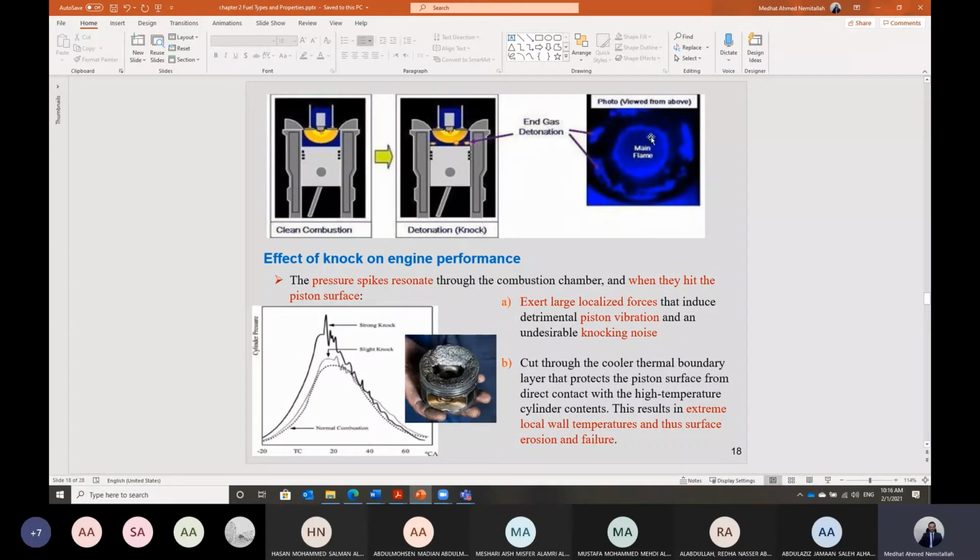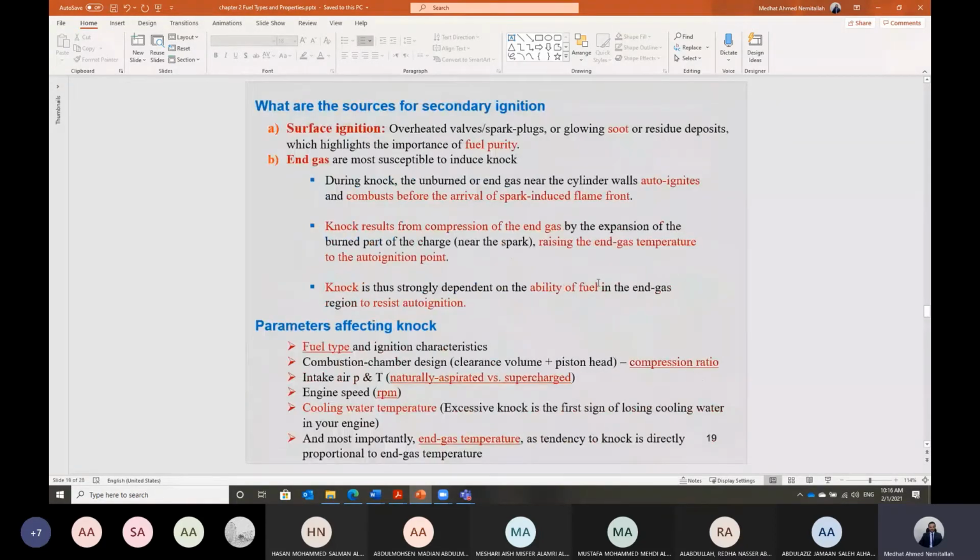If you look at the top view, you can see this is the main flame initiated by the spark plug, the spherical flame. It creates a pressure wave, but in this case the fuel is of lower quality, so the fuel self-ignites close to the cylinder wall. You can see all around here we have flames that have been initiated before the main flame approaches the end gases. And this is what we call engine knock. Is that clear?